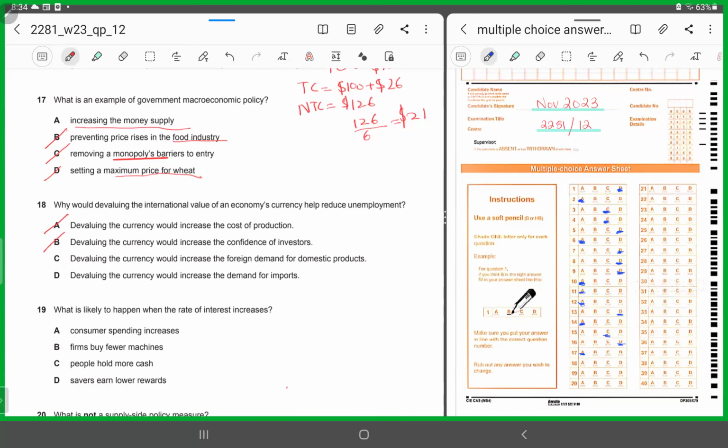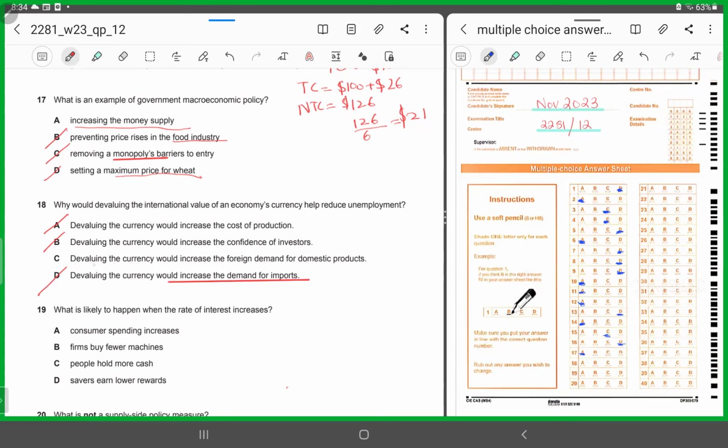C. C says devaluing the currency would increase the foreign demand for domestic products. D says devaluing the currency would increase the demand for imports. If you're devaluing your currency, imports are going to be expensive and exports are going to be relatively cheaper. So would it be increasing the demand for imports? No.